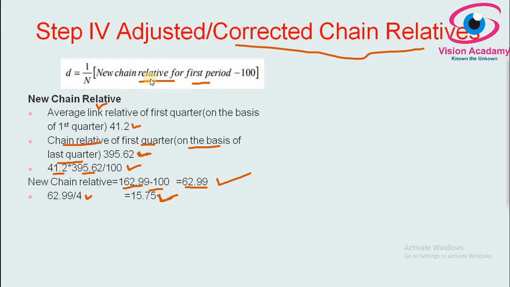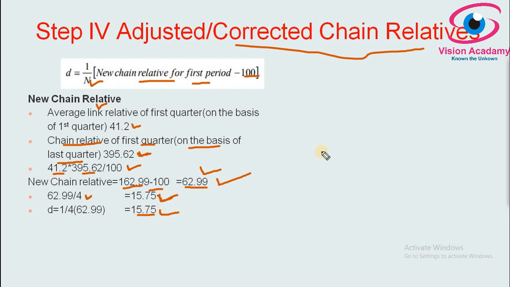Firstly we found the new chain relative and then we found the correction factor, or else we can apply the formula directly. I will show you how to apply the formula directly. Even when you apply the formula you will obtain the same result, that is 15.75. So D is equal to 1 by n. n means the number of quarters, which is 4, so 1 by 4, and the new chain relative for the first period is 162.99 minus 100, so this value is 62.99. 1 by 4 into 62.99 is 15.75.